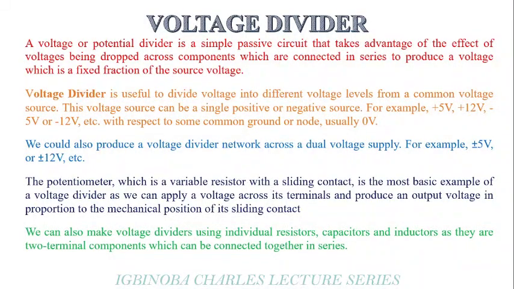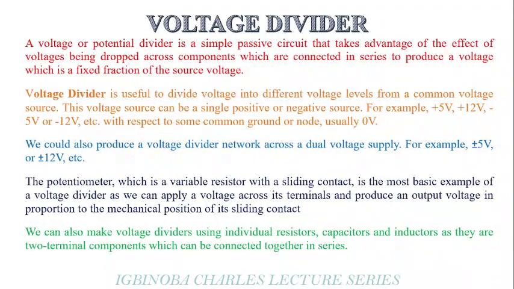So a voltage divider is useful to divide voltage into different voltage levels from a common source, as we said earlier. This voltage source can be a single positive or negative source. For example, we can have plus 12, plus 5, or minus 5 or minus 12 with respect to some common ground or node. So once you have a voltage source with respect to some common ground or node, you'll be able to get the voltage at different points in the circuit when they are connected in between different resistances.